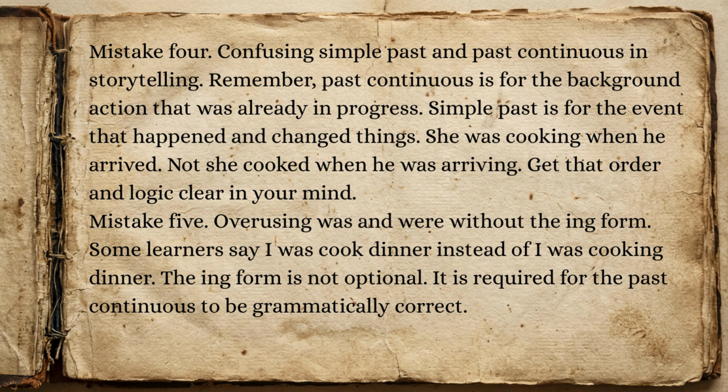Mistake 5. Overusing was and were without the ing form. Some learners say "I was cooked dinner" instead of "I was cooking dinner." The ing form is not optional. It is required for the past continuous to be grammatically correct.